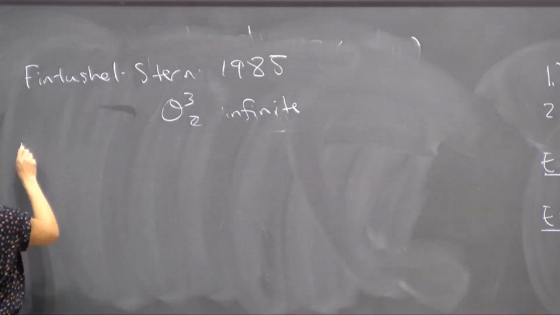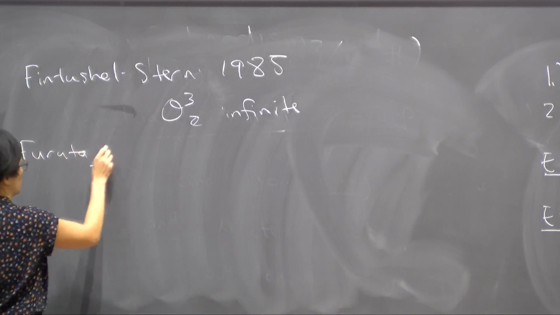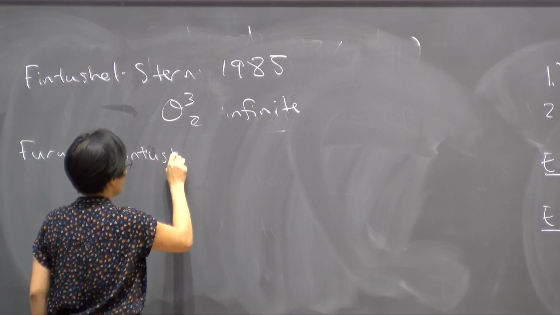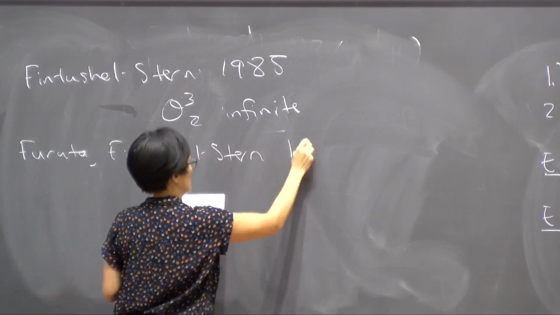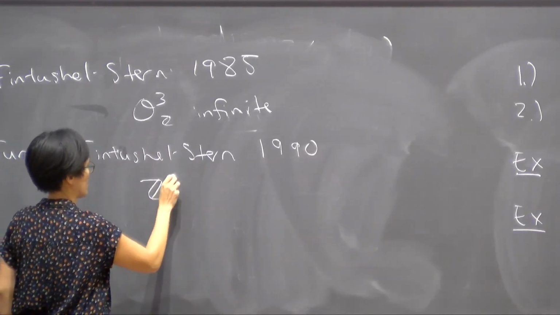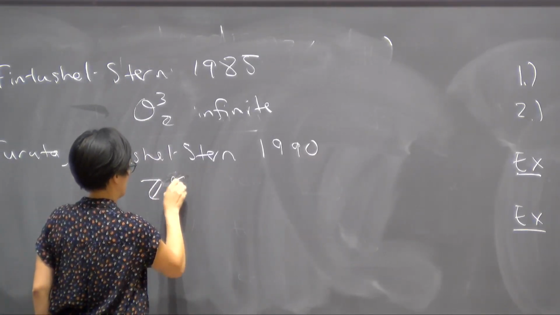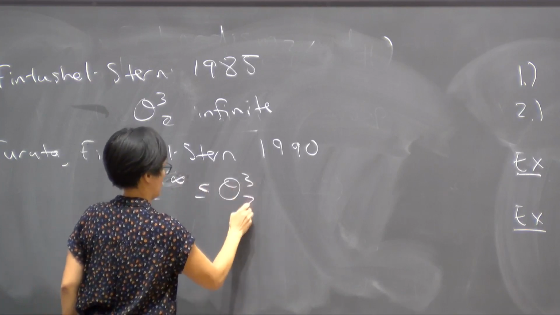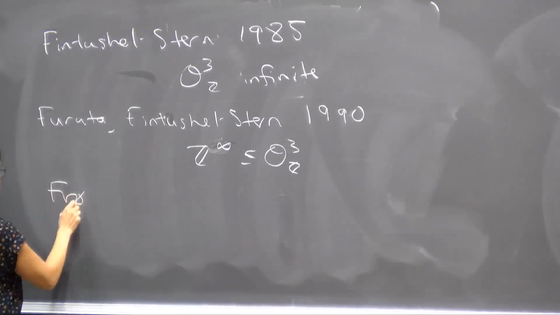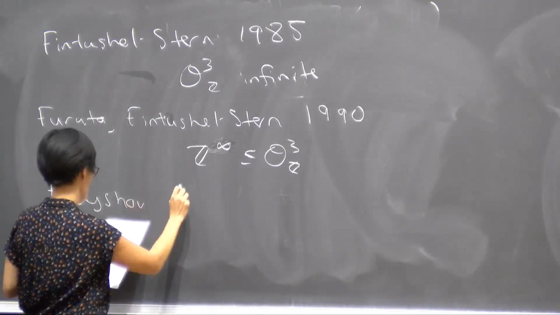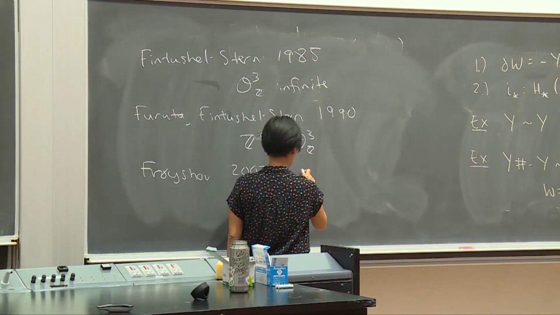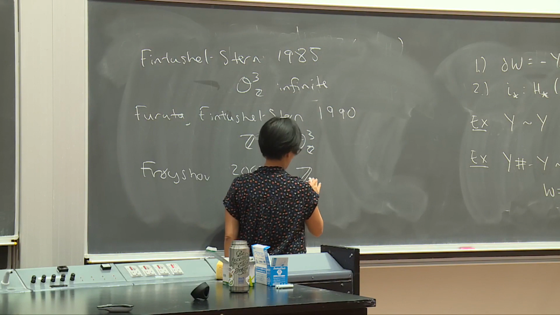And then a few years later, Furuta and independently Fintushel and Stern showed an infinite rank subgroup in the homology cobordism group. And then a few years later, Frøyshov proved that there's a direct summand in the homology cobordism group isomorphic to the integers.